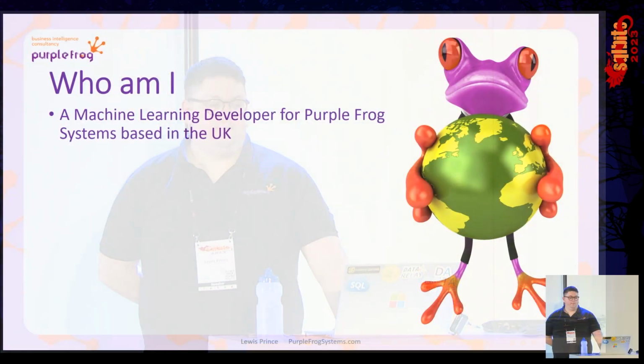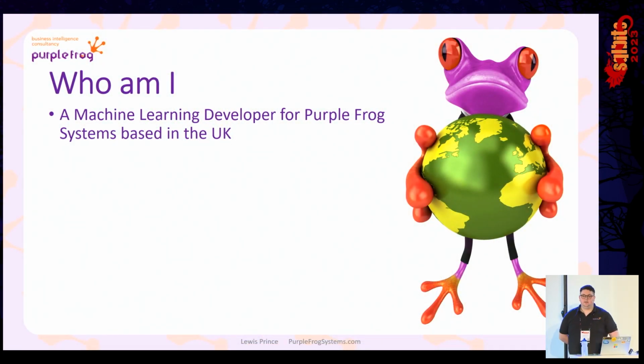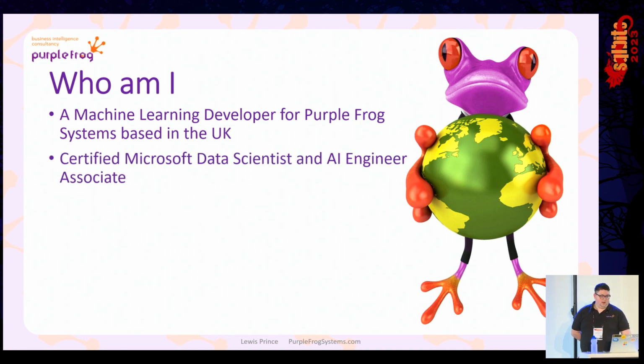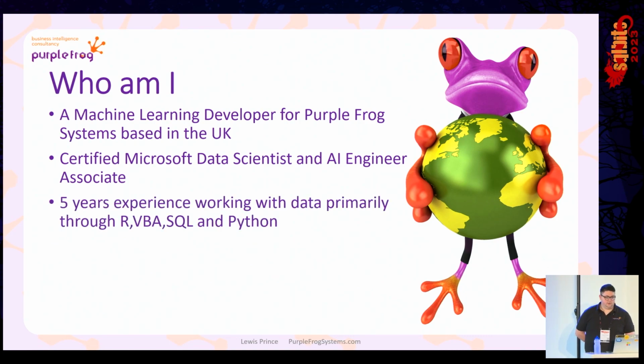I'm Lewis Prince. I'm a machine learning developer for Purple Frog Systems based in the UK. We're a data consultancy. I'm a certified Microsoft data scientist and AI engineer associate. And I've got about 5 years experience working with data, primarily through R, VBA, SQL and Python.